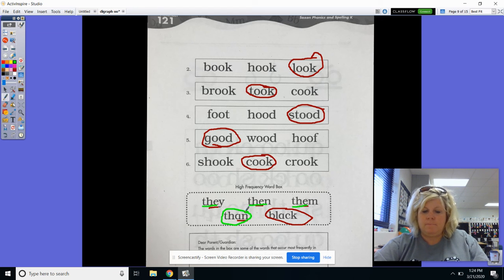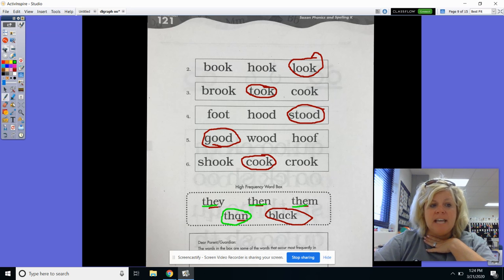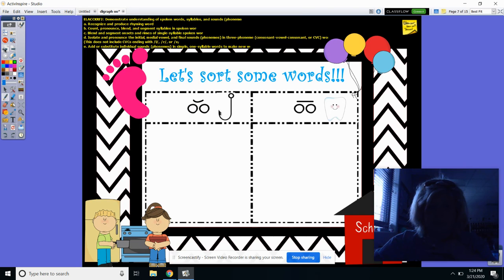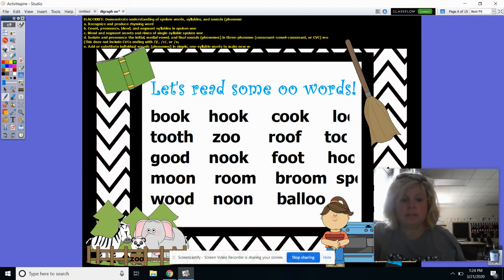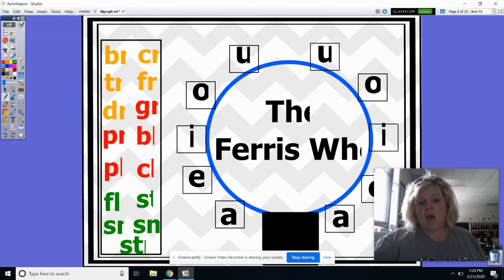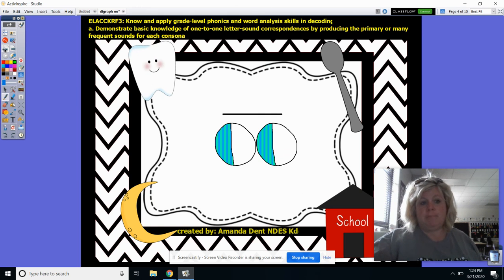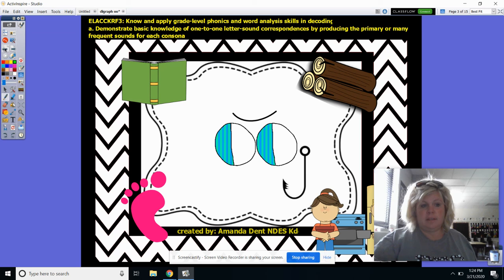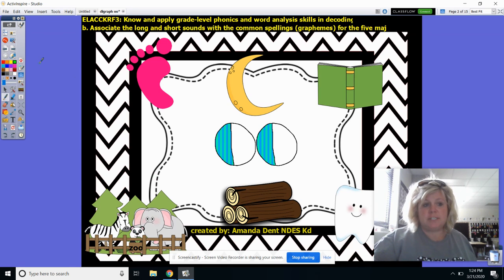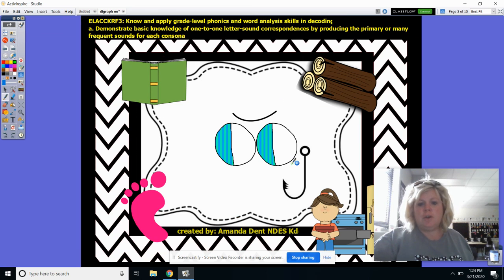All right, kiddos. So I hope today that you learned something new about the digraph OO. And remember what the code card or the letter card or the picture card would be. It's going to be a picture of a hook. Okay, see you tomorrow.